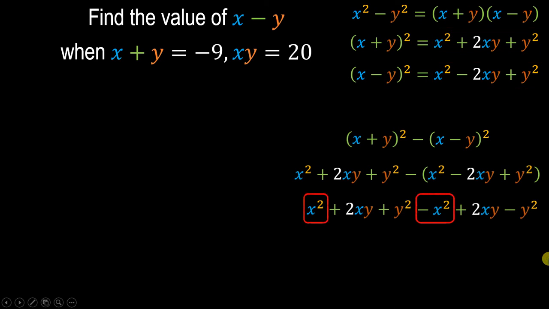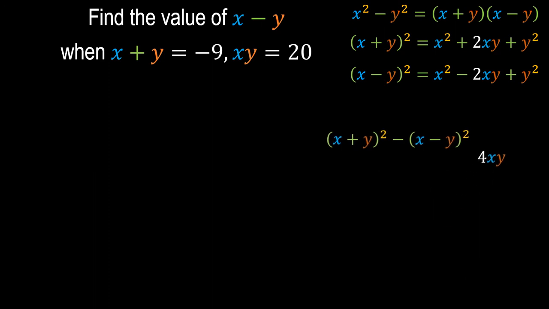Starting with x squared, since we have x squared positive and negative, they cancel out. Similarly we have y squared and negative y squared, so they will also cancel out, and we will be left with 2xy plus 2xy, that will combine to get 4xy. Right, so we have solved that (x plus y) whole squared minus (x minus y) whole squared equals 4xy.